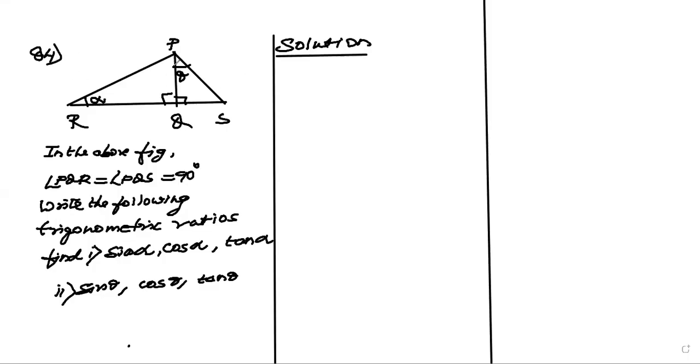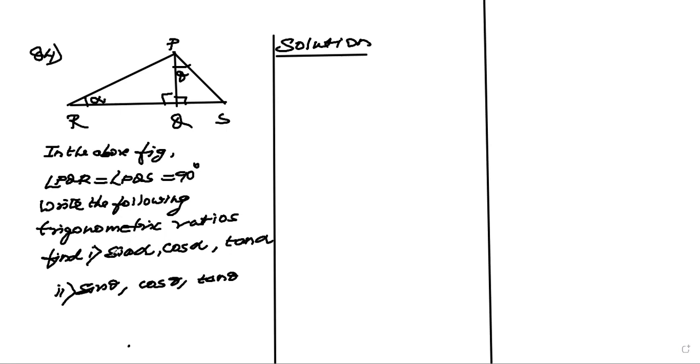Question number 4, children. Now, what is given, children? In the above figure, angle PQR equals angle PQS equals 90 degrees. Then write the following trigonometric ratios, okay? So you have to find sine alpha, cos alpha, tan alpha first, and then you have to find sine theta, cos theta, and tan theta.